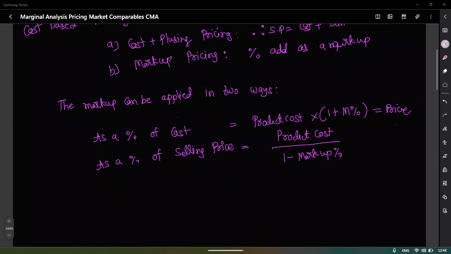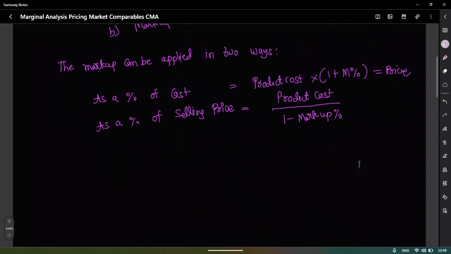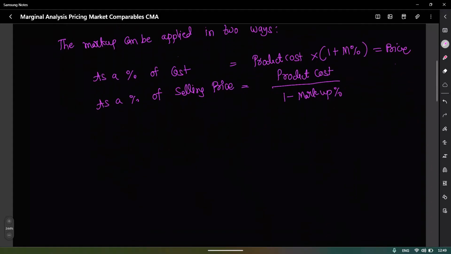Then we consider a formula for the cost plus pricing method. We will take a few numbers. You remember this formula, and I will explain how it works for both the methods.